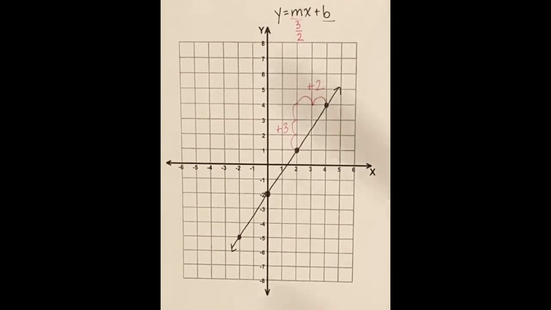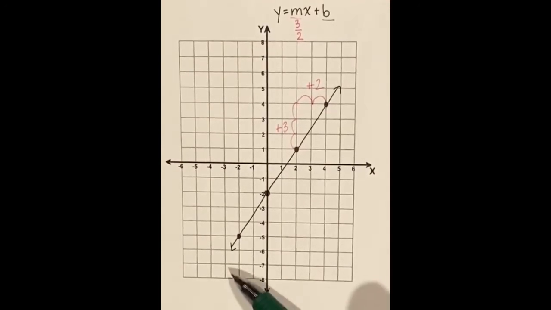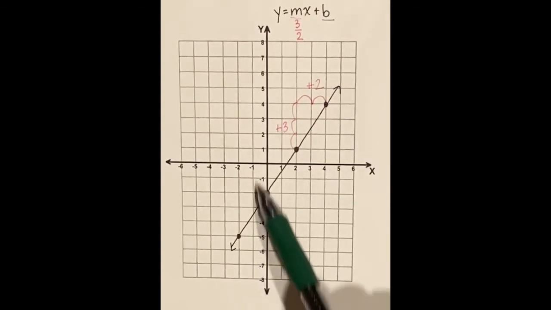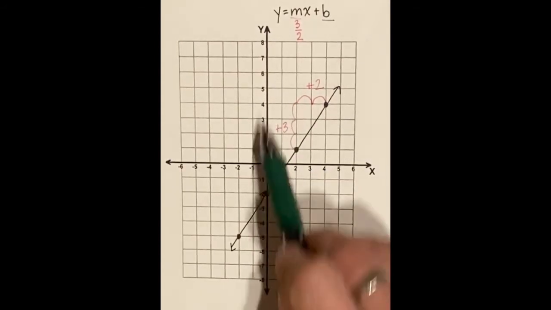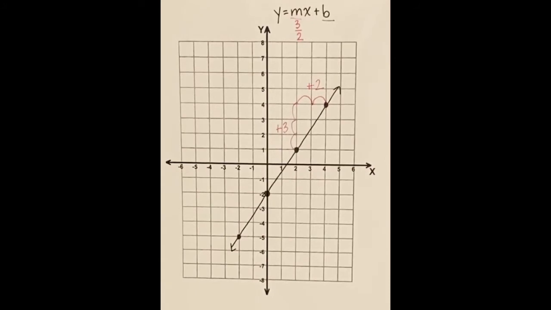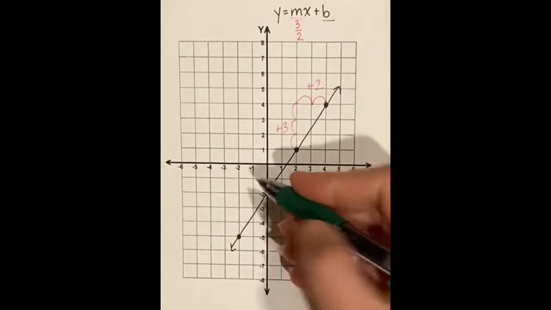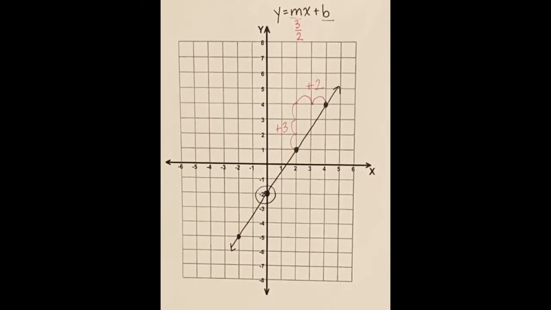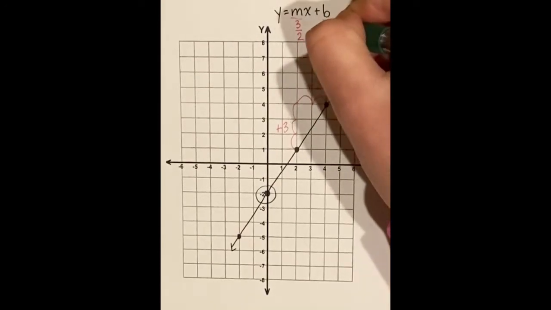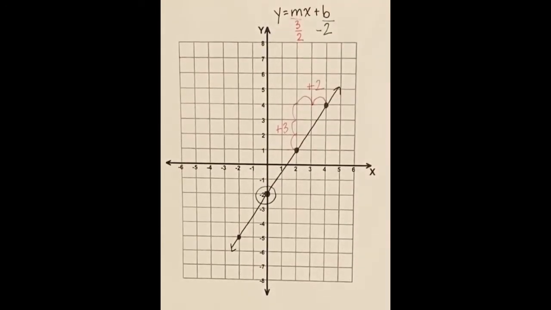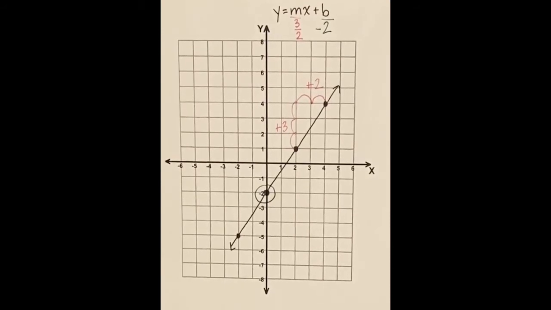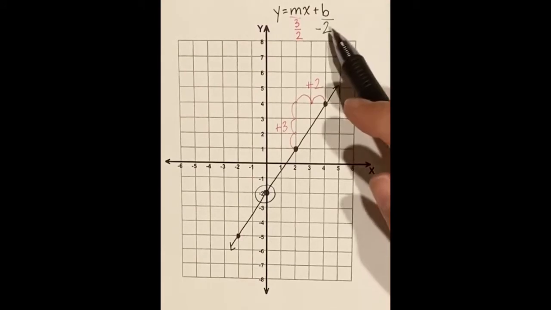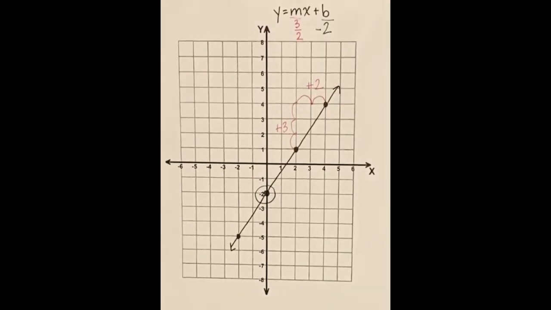All right, now we have to figure out the y-intercept. Remember, the y-intercept is where your line will cross the y-axis. Well, my y-axis is this vertical axis right here, and I see my line crossing right there at a value of -2. So now I've figured out the important information. I know that my slope is 3/2 and my y-intercept is a -2.